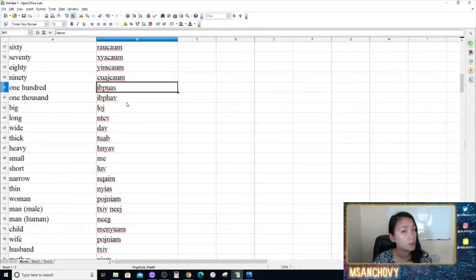We have 100, which is yi bo. So yi means 1, bo means 100. So yi bo 100. If you wanted to say 200, you say a bo. You wanted to say 300, you would say bei bo. And then when you get to 1,000, you say yi pa. So yi again 1, pa 1,000. So you would say a pa for 2,000, bei pa for 3,000, etc.